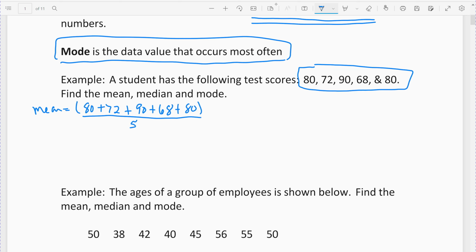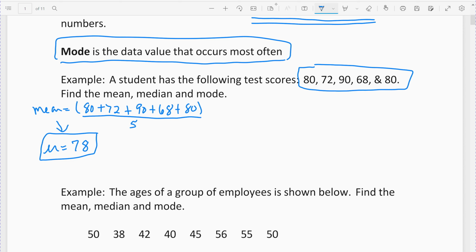And so when you find your mean, which is that mu symbol, it's the sum of all of the values divided by 5. When you add them all up and divide by 5, that comes out to 78 as the average. That's the mean. Mean is 78.